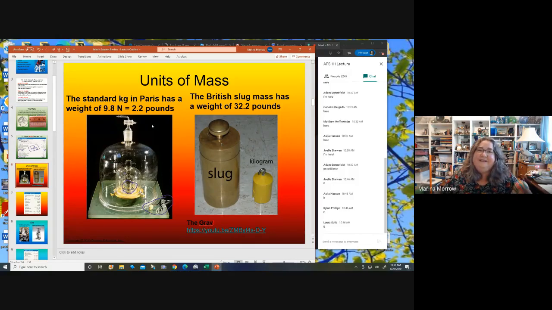Inertia is a resistance to change in motion. This ball doesn't have much resistance to changing its motion. It doesn't have much mass. Whereas the kilogram has a lot more mass. It's a lot harder to change its direction. Okay, so that's really where mass comes in.